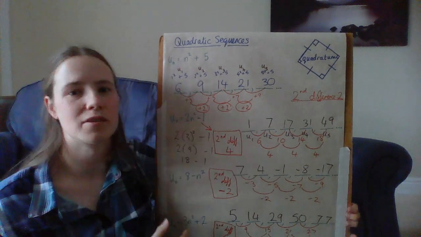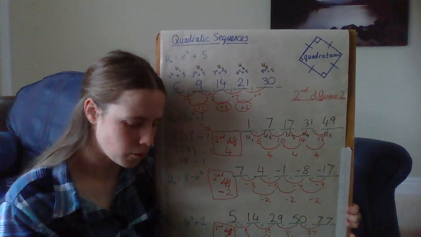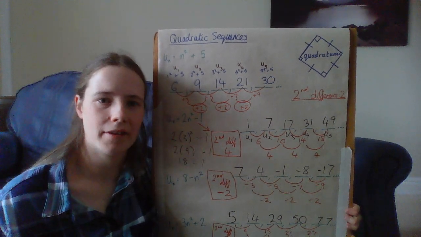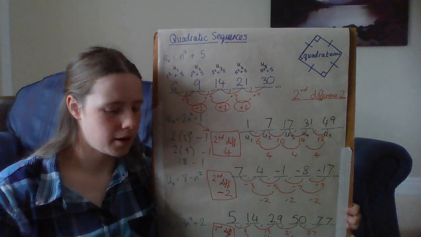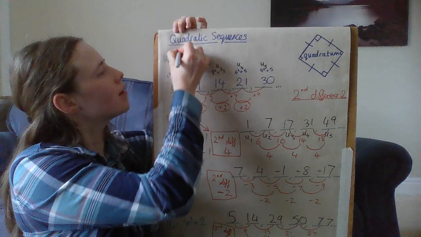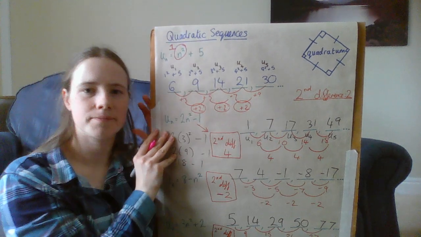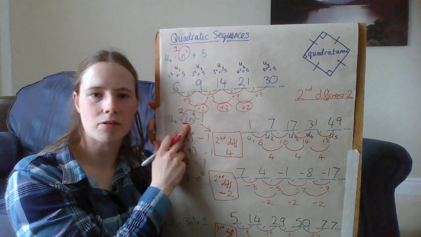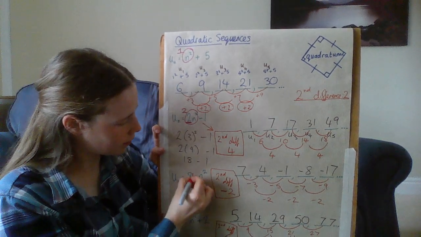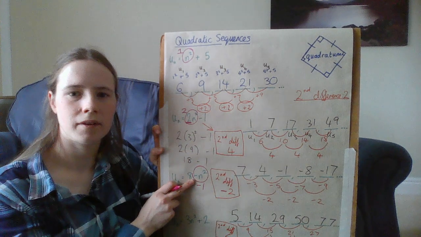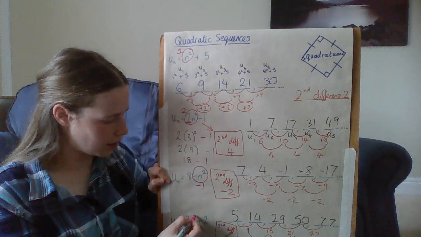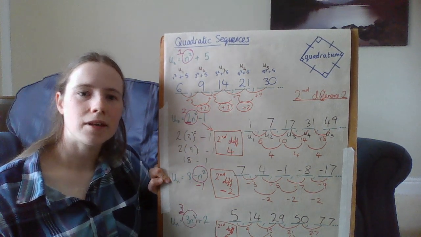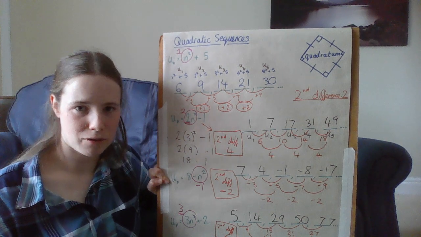Okay, I'm going to be ambitious and try and do an awful lot in one video and talk to you about how the second difference relates to the formula. So what we're going to look at in each of the formulas is how many n squareds are in there. So in this one here, there is 1 n squared. In this one here, there are 2 n squareds. In this one here, there's minus 1 n squared. And in this one here, there are 3 n squareds. That number relates to the second difference.